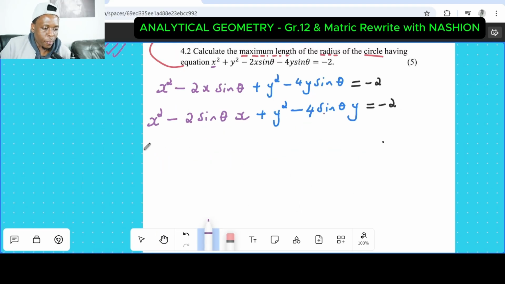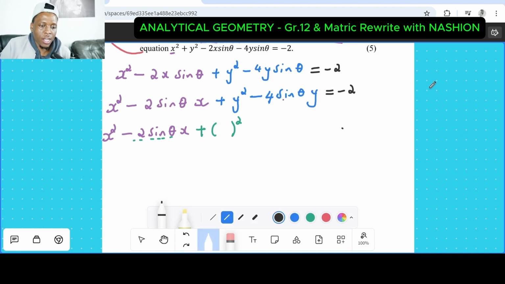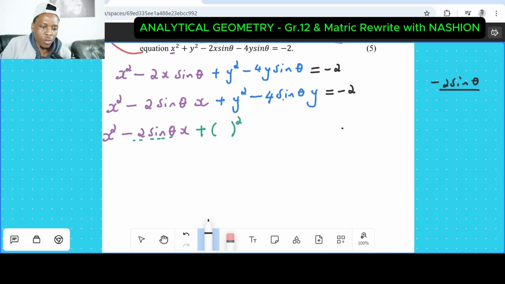Okay, let's now complete the square. So we have x squared minus 2 sine theta plus x. We are going to add something and square it. What are we adding? The coefficient of x. So we take negative 2 sine theta and divide it by 2. Check this out. That's negative 2 sine theta over 2.